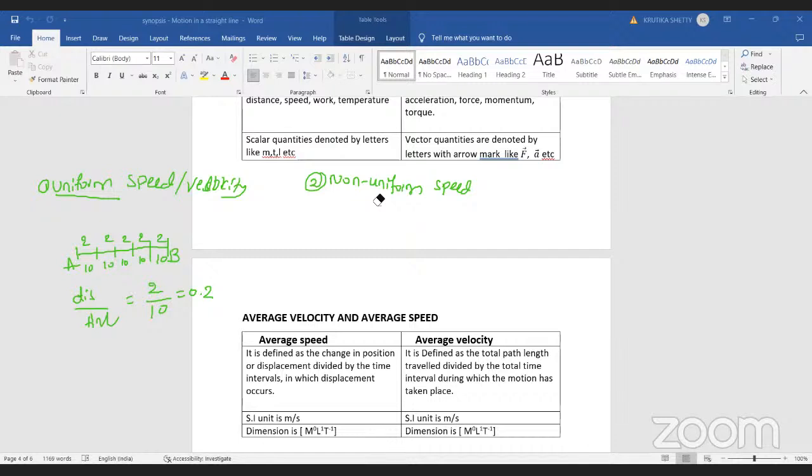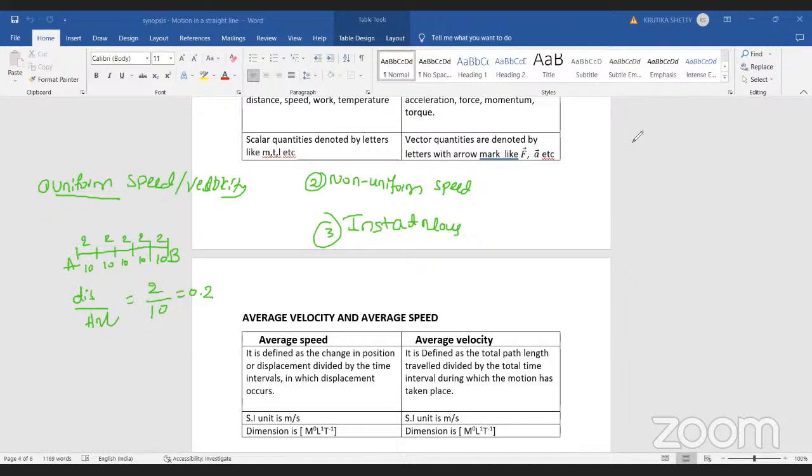So instead of distance, if you use displacement, you can define velocity. This is regarding the second type. The third type of speed is instantaneous speed. So what is instantaneous speed? It is the distance traveled by the body at that particular instant of time. For example, at 5:40 or 5:45, what is the position of the body, or what distance has it traveled at that instant? That tells you about the instantaneous speed or instantaneous velocity.